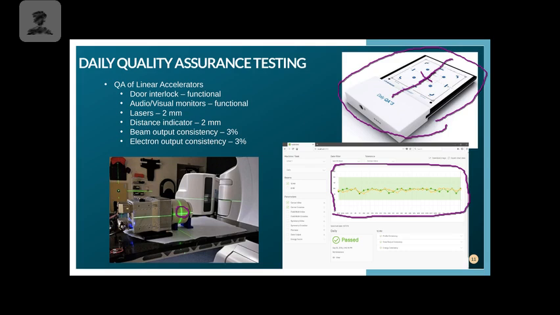If it's past that 3%, down here you're going to get something that says failed, and you're going to have to run it again or have the physicist come take a look. But if you passed, that means good. You're in the green, you passed it, it's within that 3%, you're good to treat for that day.